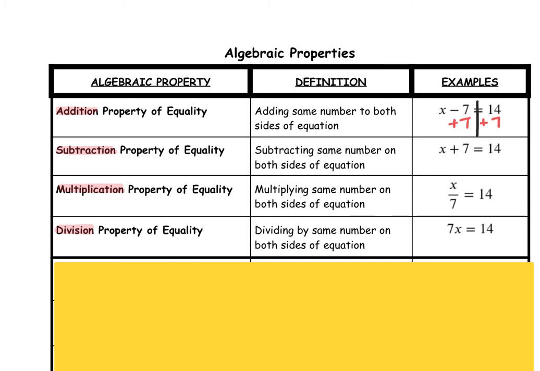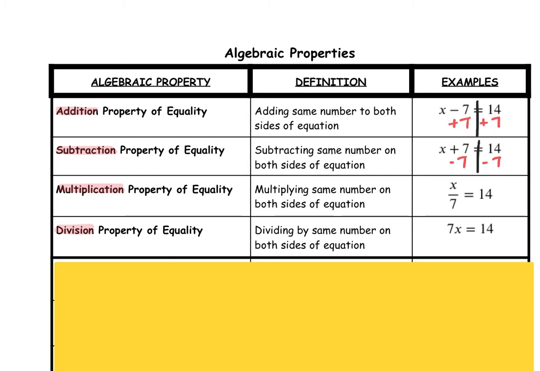Subtraction property of equality is similar. It's when you're subtracting the same number on both sides of the equation. So if you look at the example, x plus 7 equals 14. To solve it, you would have to subtract 7 on both sides. So that is using the subtraction property of equality.